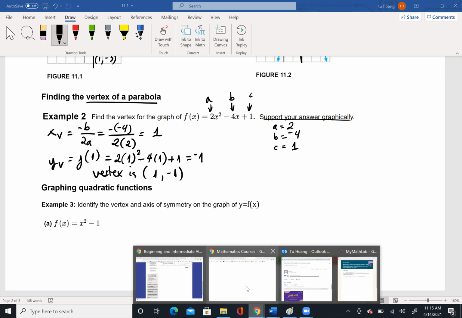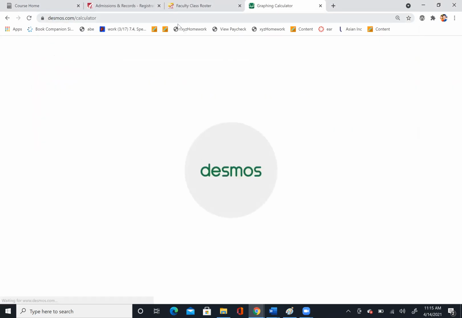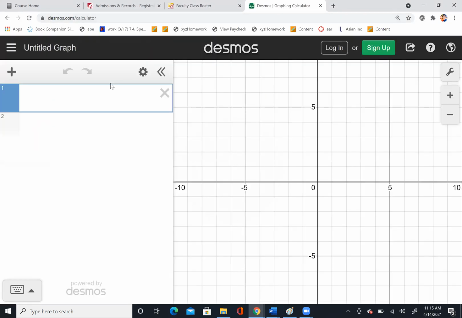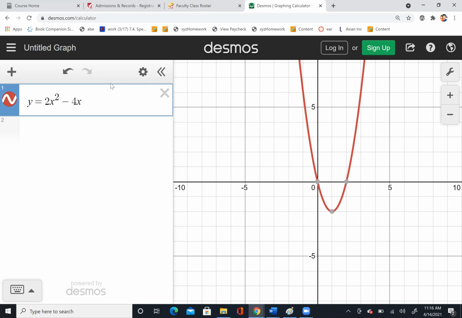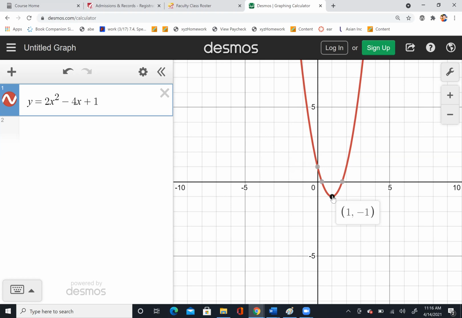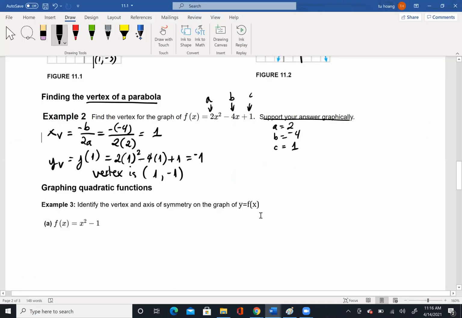Okay, so I can use Desmos, and I have y equal to 2x to the power 2, and then minus 4x plus 1. As you can see, the graph has vertex at (1, -1). Okay, so that should be the answer.